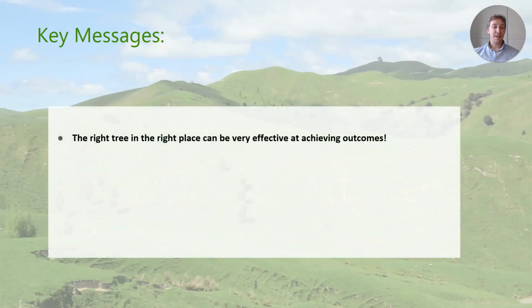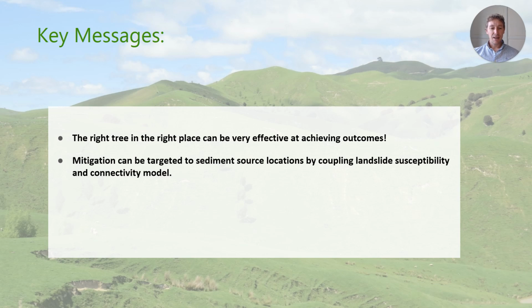Okay, and that brings me now to the summary. Got a few points here. So the right tree in the right place can be very effective at achieving outcomes. I think that's what this demonstrates. And mitigation can be targeted to sediment source locations by coupling landslide susceptibility, answering where can we expect landslides to occur, and where can we expect connectivity to be greatest.